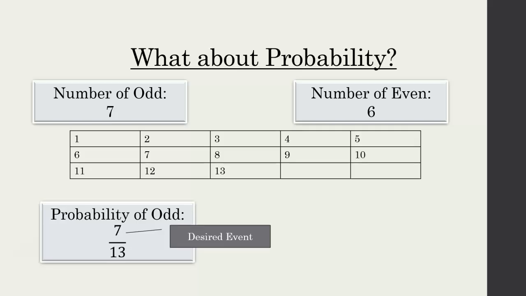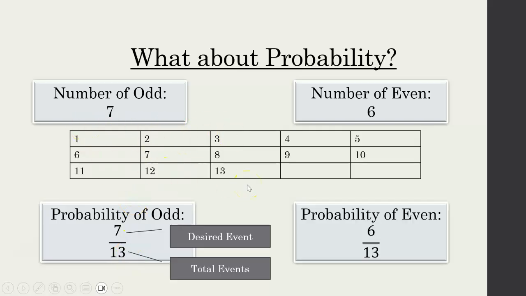Or sorry, well, I didn't actually describe. This 7 represents what we call the desired event. So in this case, the ones we want are odd numbers. And then the total number of events, so that's all the numbers, well, there's 13 of them. So then the probability of an even number, well, there's 6 even numbers. How many numbers are there all together? There's 13. So the probability of even is 6 over 13.